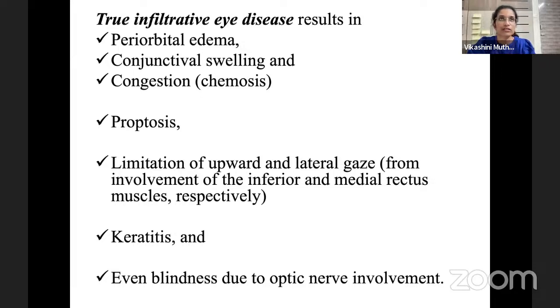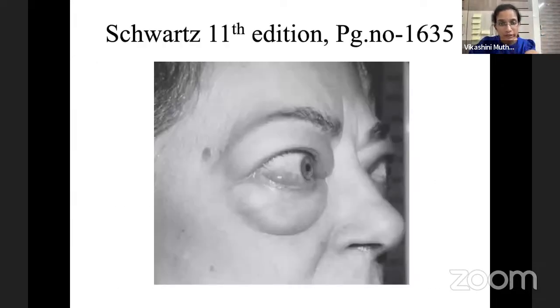And also because of this exophthalmos and also lid lag, the patient cannot close the eyes completely. That leads to exposure keratopathy and keratitis, and ultimately leading to blindness. And also the blindness can be due to direct infiltration of the optic nerve. So a direct infiltration can cause blindness, and also the exposure keratopathy can cause blindness. Okay. So this is the true infiltrative eye disease, which causes this periorbital edema. You can see this congestion over here, conjunctival swelling. This is the picture given in Schwartz, page number 1636.